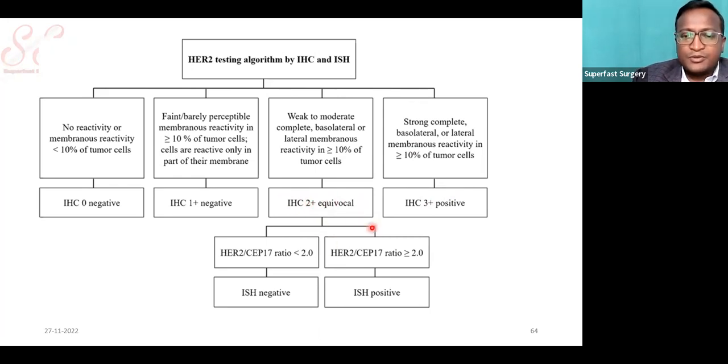The single probe FISH uses only the copy number, how many copies of the gene are present. FISH is positive when the copy number is more than 6 and the HER2 by CEP17 ratio is more than 2. So the magic number is more than 2 for the ratio, and for the copy number it is more than 4.